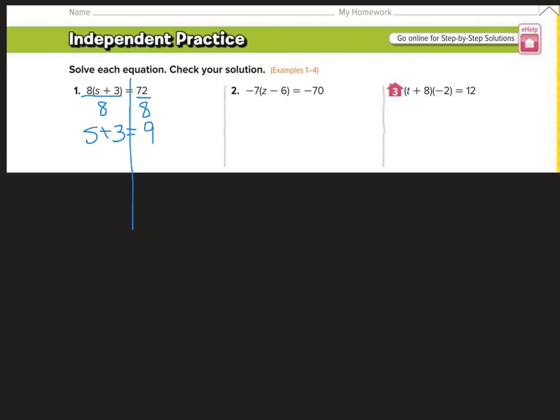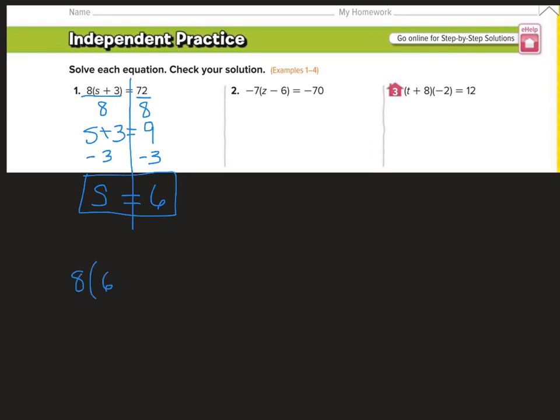So now I have s plus 3 equals 9, and I have to get s by itself. So I have to do the opposite of addition, which is subtraction. So I have to subtract 3 from both sides to get s by itself. 9 minus 3 is 6. S equals 6. Then I can check my solution by substituting 6 back into the equation.